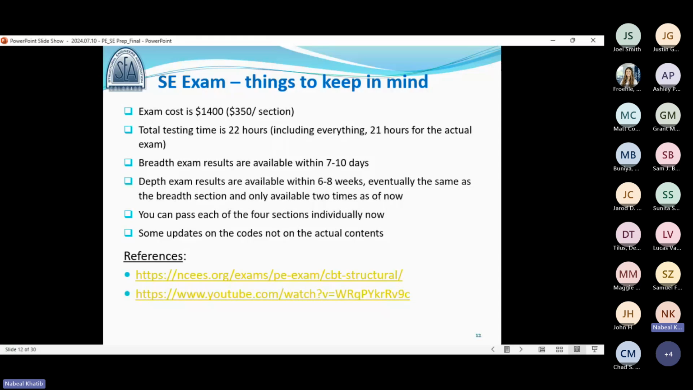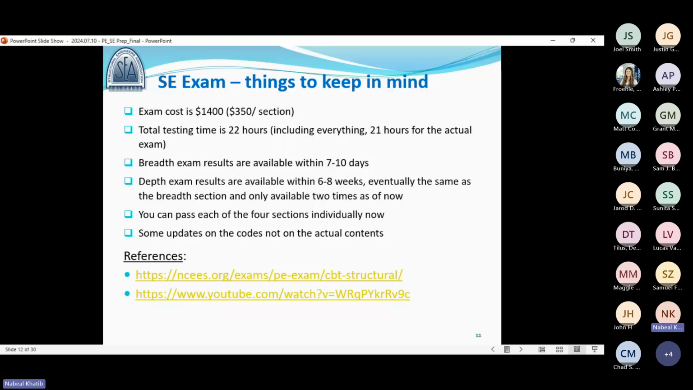Breadth exam results, very similar to the PE civil structural exam, which is 7 to 10 days. Depth exam results are available within 6 to 8 weeks. Eventually, according to James, he said that will be the same, so basically the results available within 7 to 10 days. But now it's 6 to 8 weeks, twice a year.